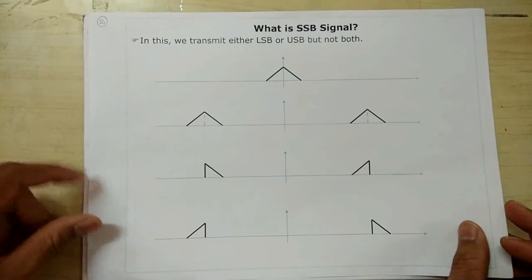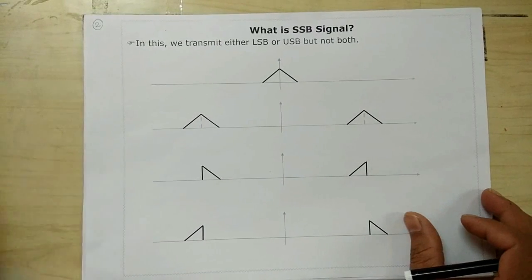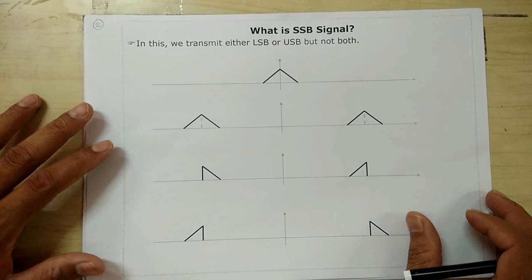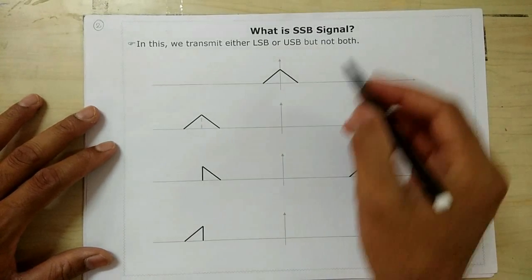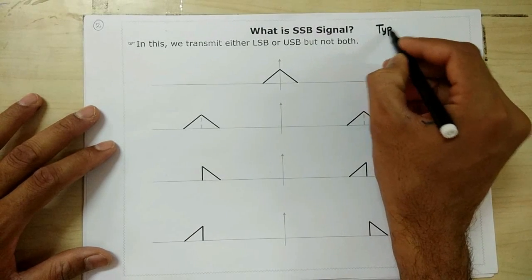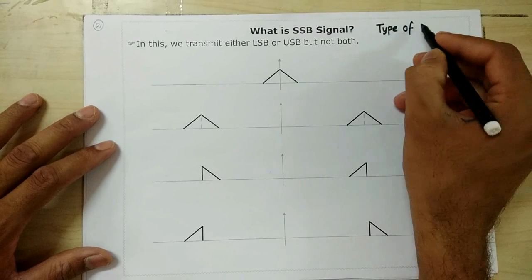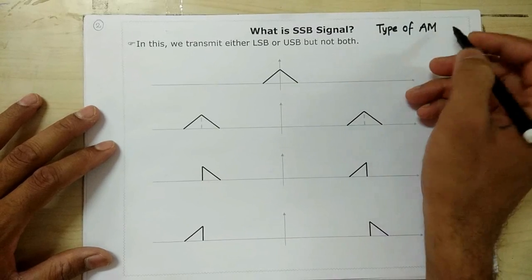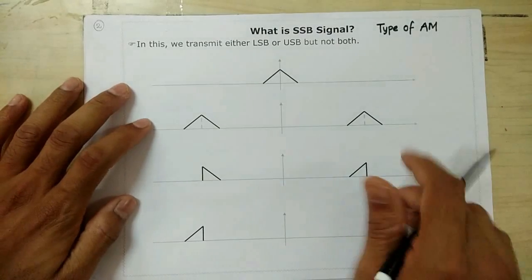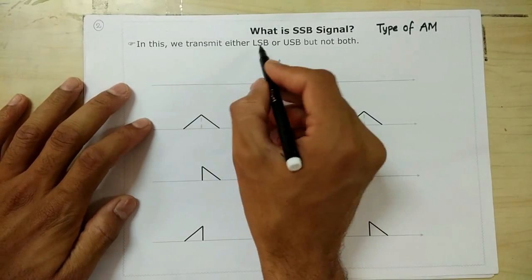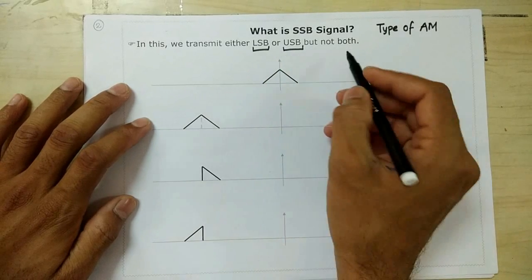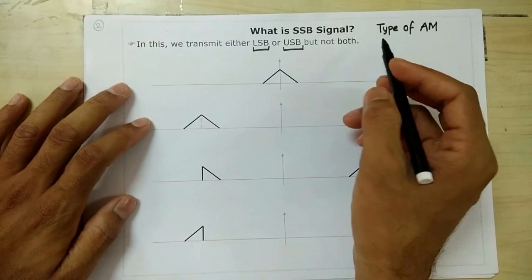What is SSB signal? So what do we mean by SSB signal? SSB signal is a type of amplitude modulation in which we transmit either lower sideband or upper sideband, but not both.